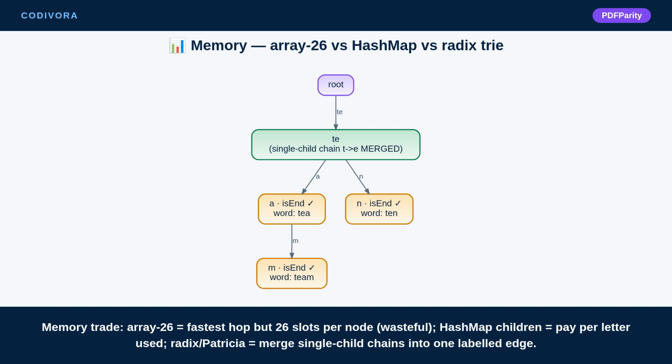Any chain of single-child nodes collapses into one edge labeled with a whole substring. Compress the words "te", "tin", and "team". The t-e chain has no branch, so merge it into one "te" edge, which then branches to a and n. Fewer nodes. Edges carry substrings. This is exactly how IP routers do longest prefix match. And note, array 26 assumes lowercase a to z, so Unicode or mixed case forces HashMap children.